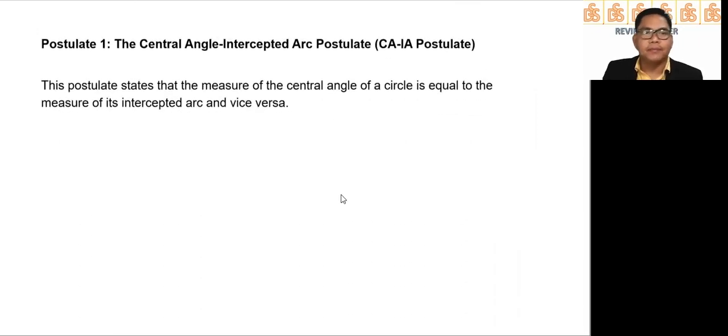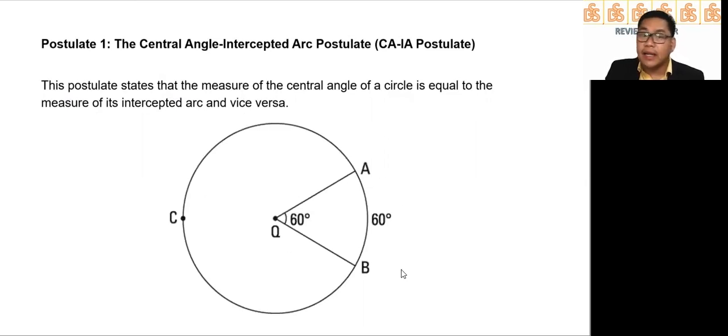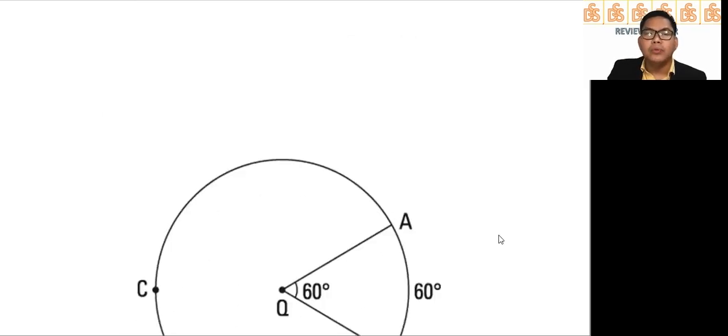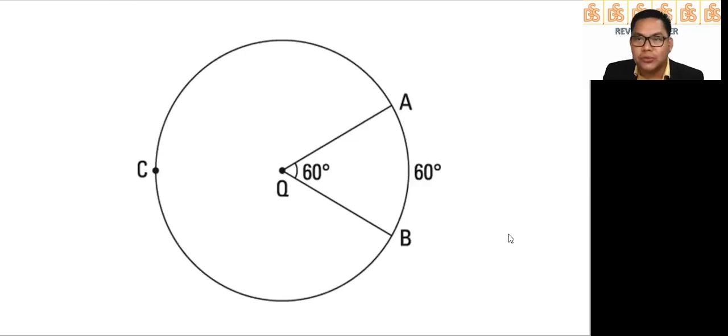Let's start with postulate number one, the central angle intercepted arc postulate. This postulate states that the measure of the central angle of a circle is equal to the measure of its intercepted arc and vice versa. What does it mean? If the central angle is 60, then the arc should be 60. Is that so? How do we know? Let us measure.